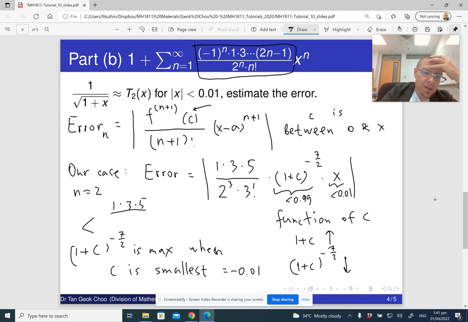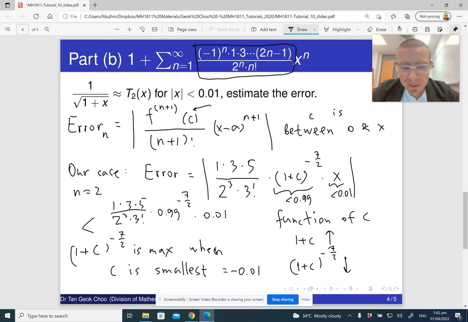So the whole thing is less than 1 times 3 times 5 divided by 2 cubed times 3 factorial, times 0.99 raised to the power minus 7 over 2, times 0.01. Well, you can compute it in closed form if you want, but that's basically the answer.